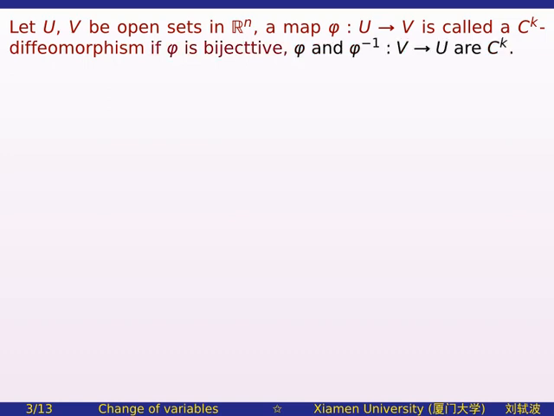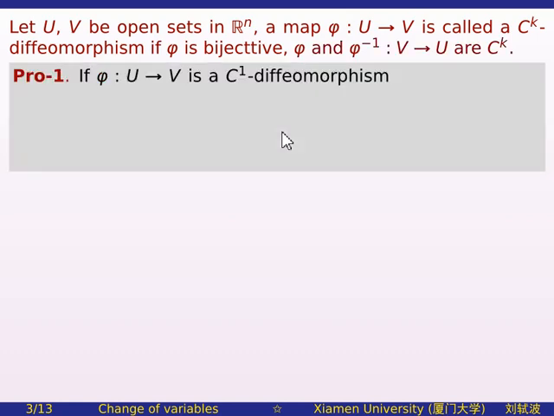Moreover, because it is bijective, it has an inverse map. As a C^k diffeomorphism, the map phi itself and its inverse, a map from V to U, are both C^k. So this is what we call a diffeomorphism. Actually, the change of variables formula for multiple integrals uses diffeomorphisms. But in our textbook, we use the concept of change of variables. So we discuss the relation between diffeomorphisms and what the author of the book calls change of variables.